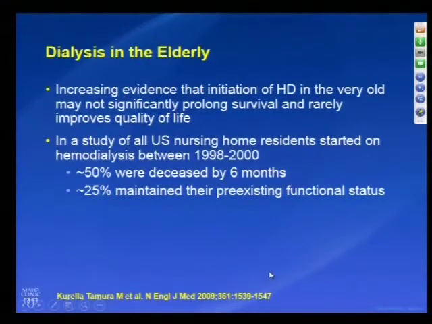And there is increasing evidence that initiation of hemodialysis in the very old may not significantly prolong survival and rarely improves quality of life. This study is a particular population because these are all nursing home residents, so keep that in mind. But in this population who required initiation of dialysis, about 50% died within the first 6 months, and only 25% maintained their pre-existing functional status.